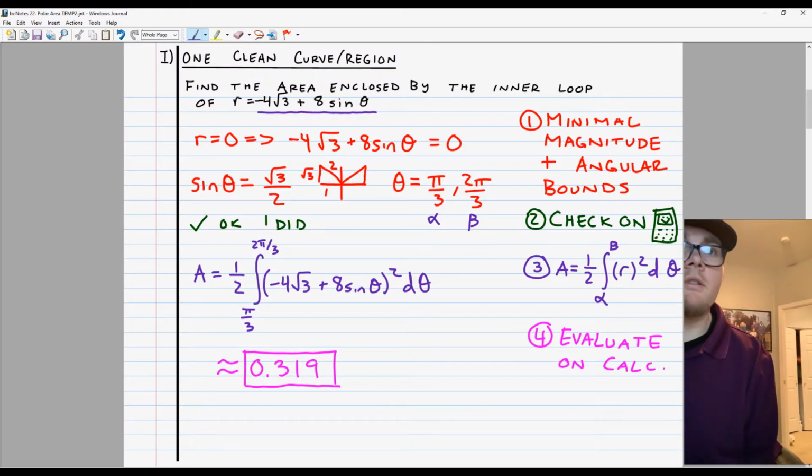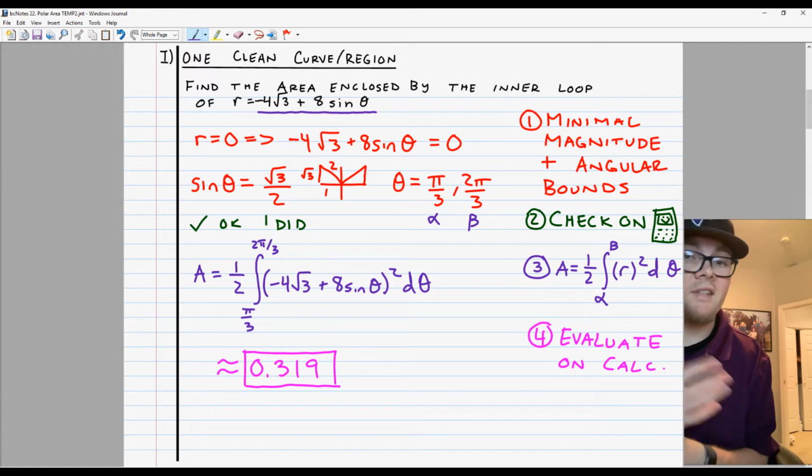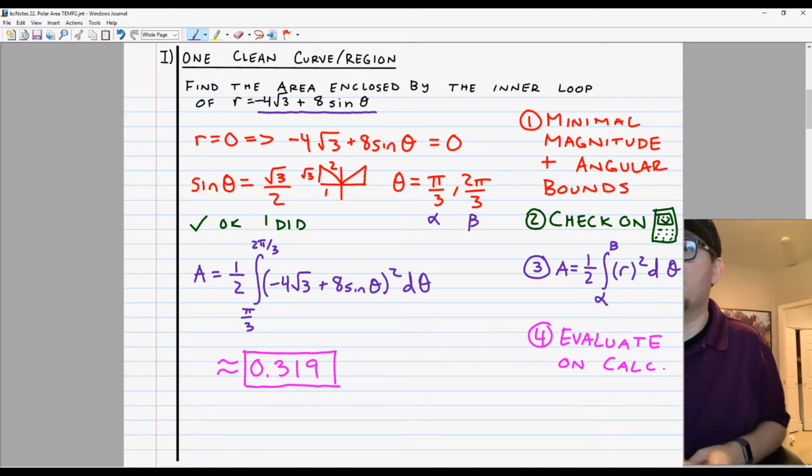Okay, so we just looked at our first example, kind of the simplest version. I said there's that single curve crossing itself. We already knew how to find those angular bounds. Let's take a look at our second example.